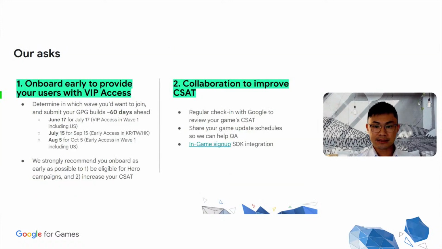To that end, we have 2 main asks. First, let us know if you're interested in joining the program via our event survey. We'll be sharing that link later. But decide which wave you would like to join. As I mentioned, we will have a staggered rollout. Joining earlier allows you to provide your users with VIP access and also grants eligibility for participation in our hero campaigns. We ask that builds be submitted 60 days ahead of each wave launch, with the dates listed here.